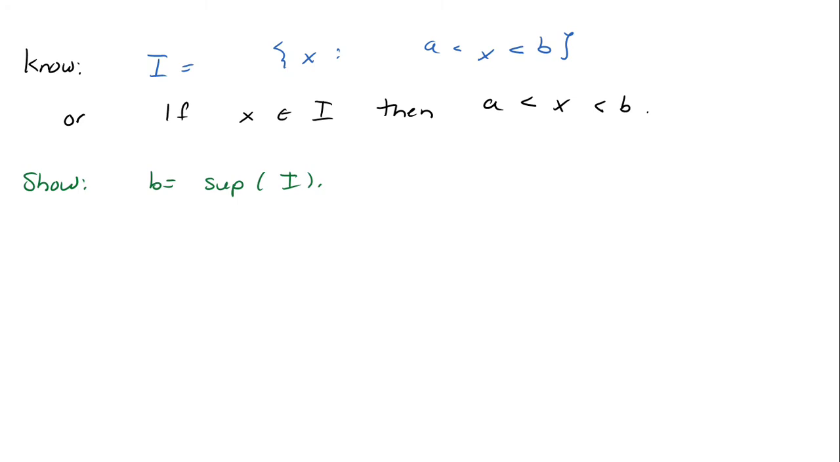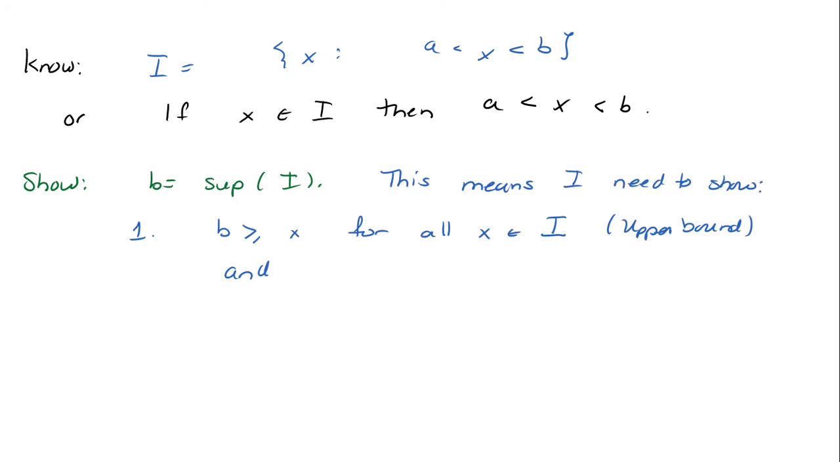My show is B is the sup of I. That means I need to show two things. First, that B is an upper bound. And second, if there's another upper bound U, then B is smaller than or equal to U.